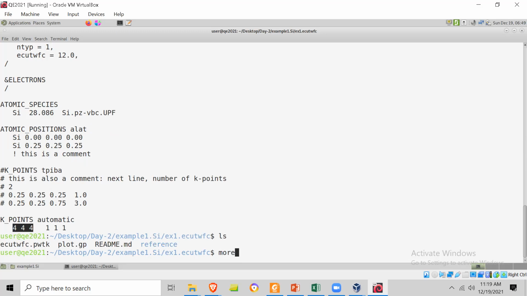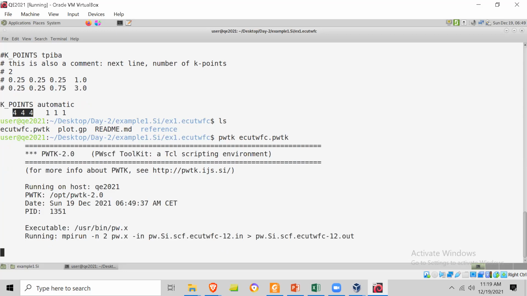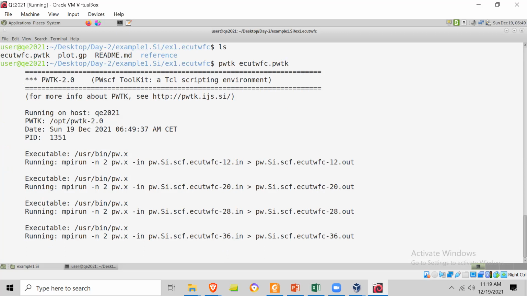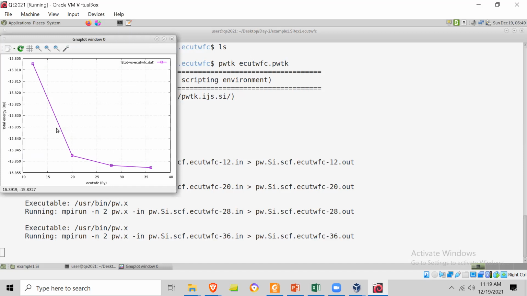Probably lots of questions. Let me run this and then let's go, because I don't have input files unless I run this. The command to run this pwtk script is pwtk, and then ecutwfc.pwtk. When you execute this, it's going to show you what it's doing. It's going to run ecutwfc 12, 20, 28, 36. So it only ran 36, and then it's going to plot everything and show you the plot itself.